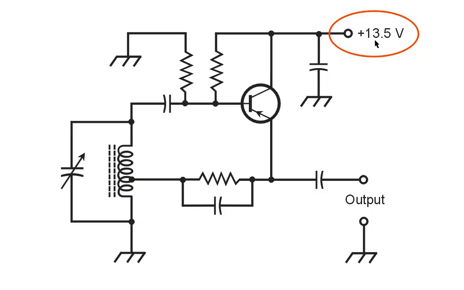13.5 volts is just fine, but plus 13.5 volts on the collector of a PNP transistor is not going to work. This has to be a minus 13.5 volts. Either that, or we would have to replace the transistor with an NPN bipolar transistor with basically the same characteristics otherwise. So choice D is the correct answer to this question. The power supply polarity is wrong. It needs to be reversed.